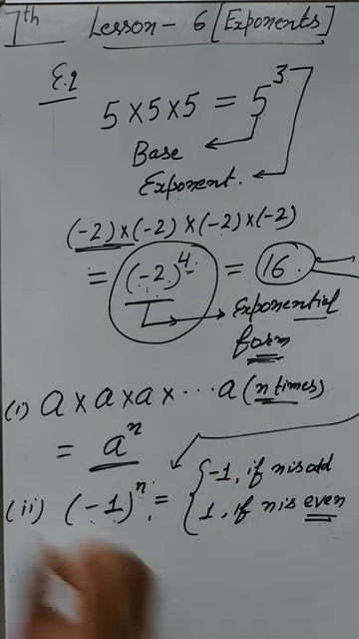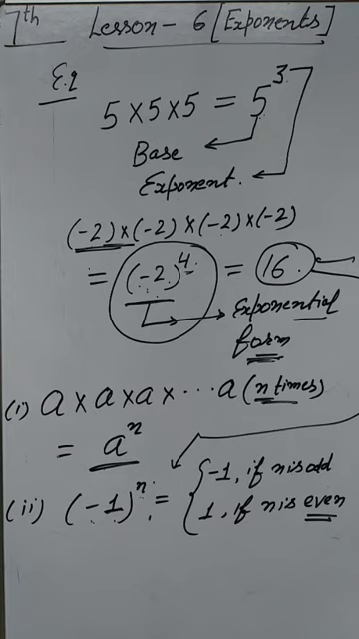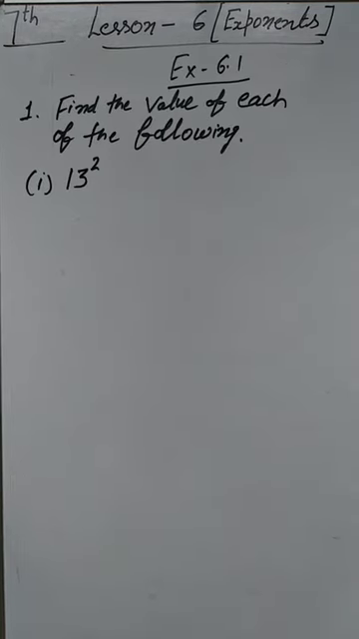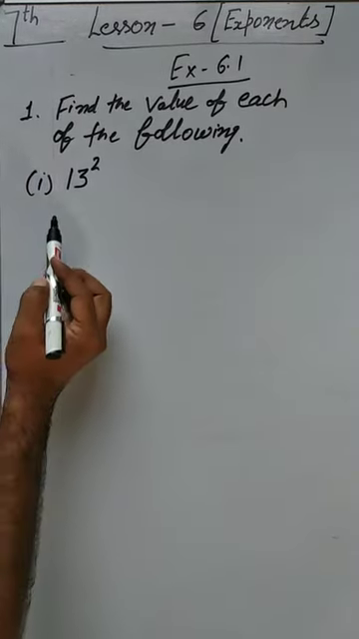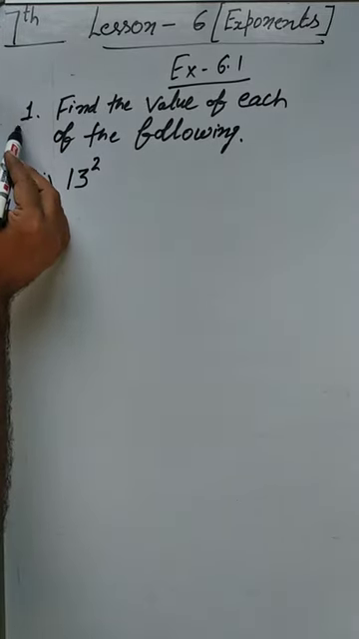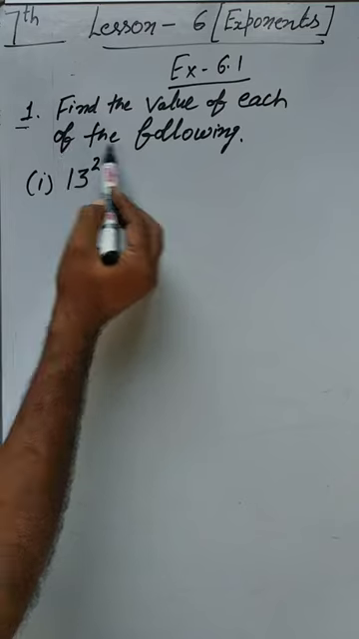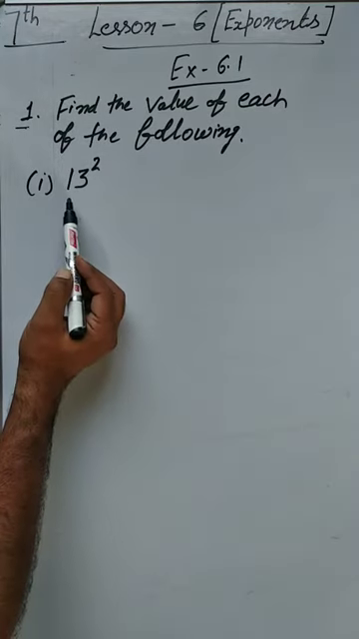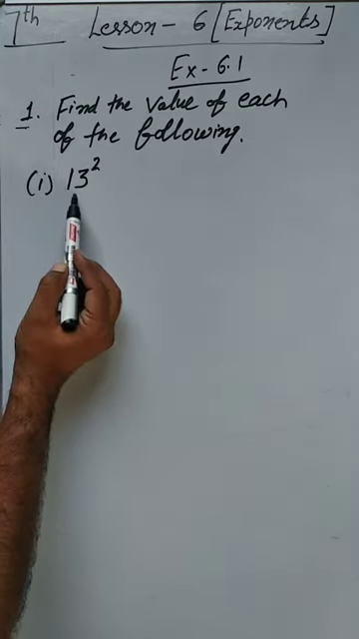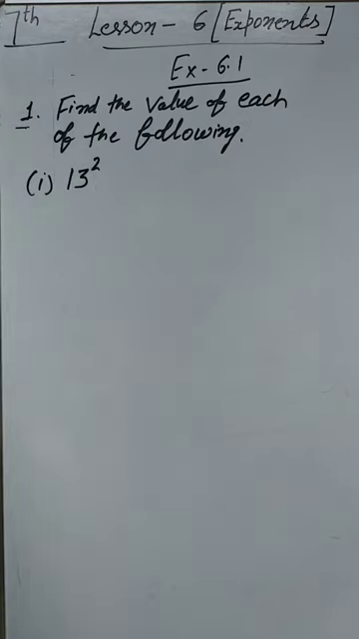Now we will start your exercise. First, exercise 6.1. Yes beta, exercise 6.1 question first. Very easy exercise. Find the value of each of the following. You have to find their values. First question is 13 raised to power 2.